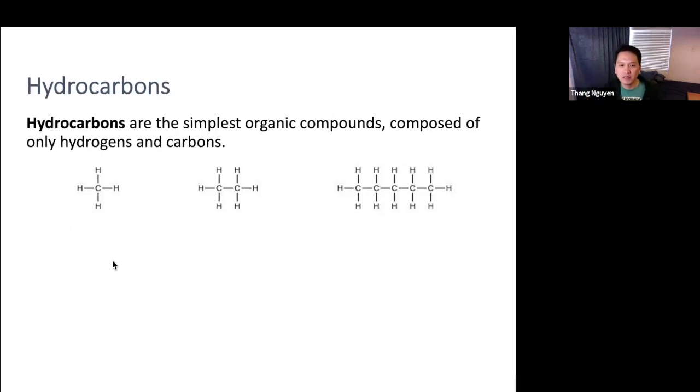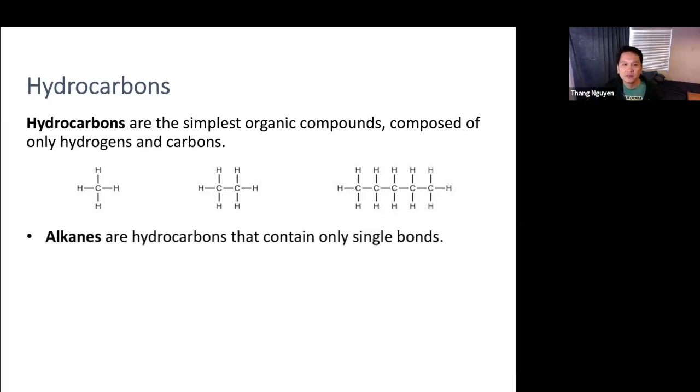Let's go back to the 3 molecules I've shown you previously. Because they only have carbon and hydrogen, we call this class of molecules hydrocarbons, right? Simple enough: hydrogen, carbons. And they are the simplest organic compounds because they only have carbon and hydrogen. And in this class of hydrocarbons, there is another subclass. One of those subclasses is called alkanes. So basically, alkanes are hydrocarbons. So again, it's C and H, but they only contain single bonds. Okay, so all of these that we show here are called alkanes.